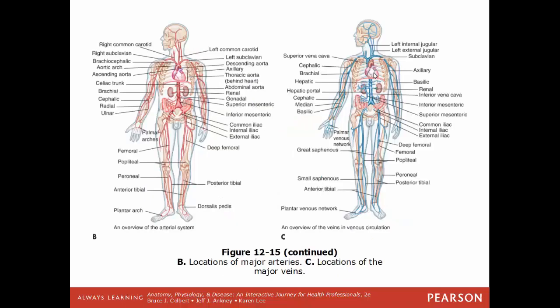And here are images of some major arteries and some major veins, and the name will indicate where it's found. Deep femoral artery, found near the femur; left and right subclavian, underneath the collarbone; and so on.